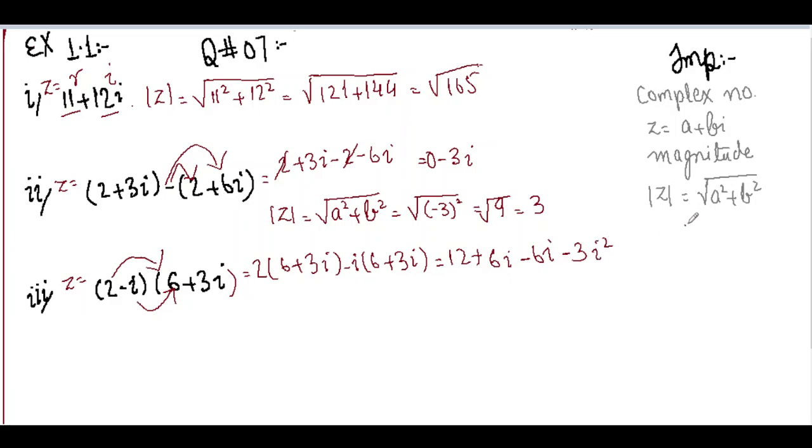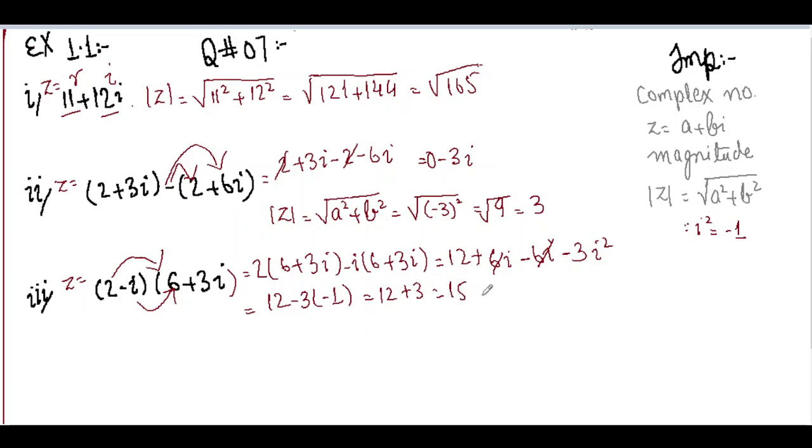minus 6 iota, and minus 3 into iota makes iota square, and we know that iota square equals minus 1. So we are going to use it in the solution. 12 plus 6 iota and minus 6 iota are cancelled, and then minus 3 into iota square is minus 1. So we get 12 plus 3 equals 15.